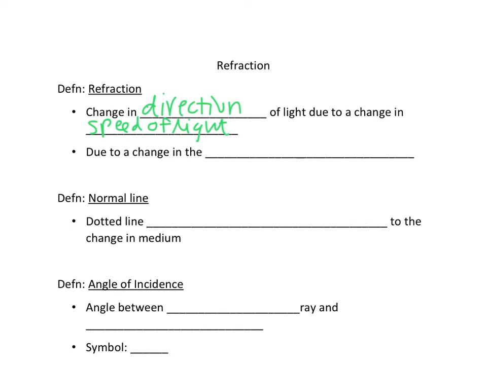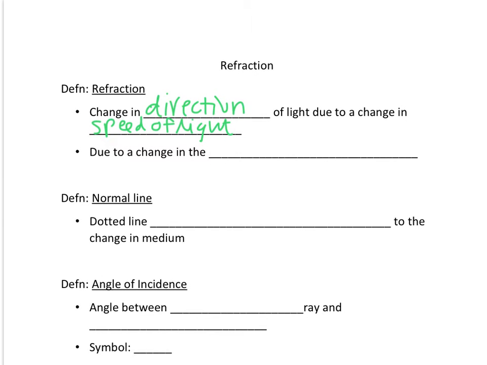Why would the speed of light change? It's due to a change in the medium. So the only reason light will change speed is if it changes medium. In other words, if it's traveling in air and then it moves into water, the speed of light will change. Just like with sound, the only thing that determines speed of sound was the medium. The only thing that can change the speed of light is the medium.